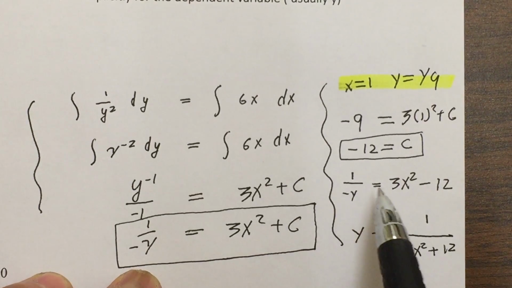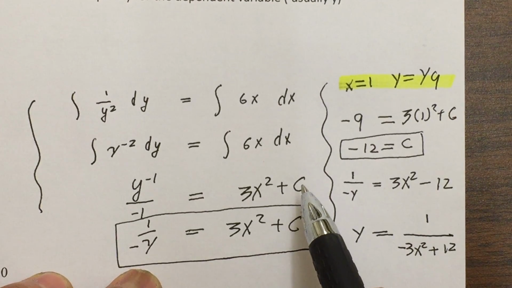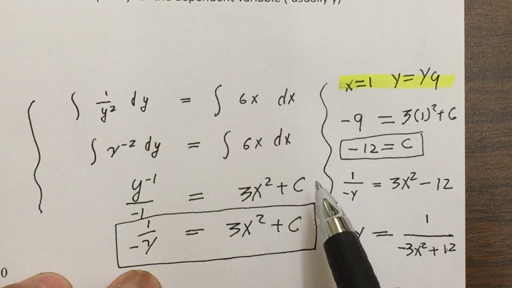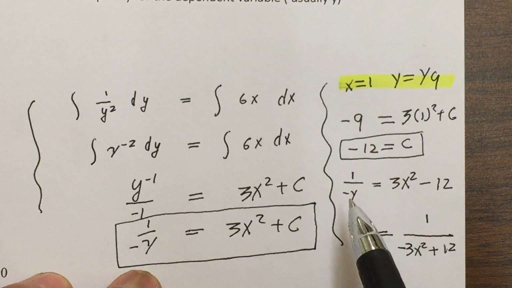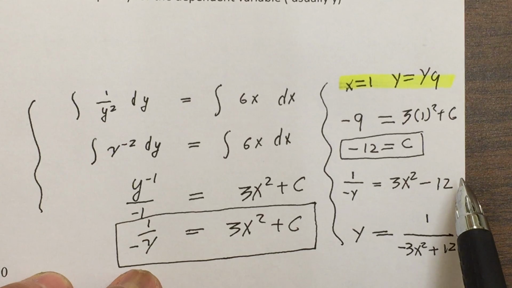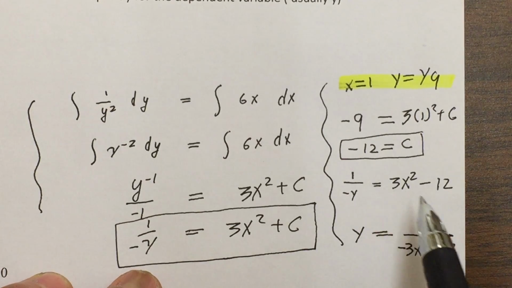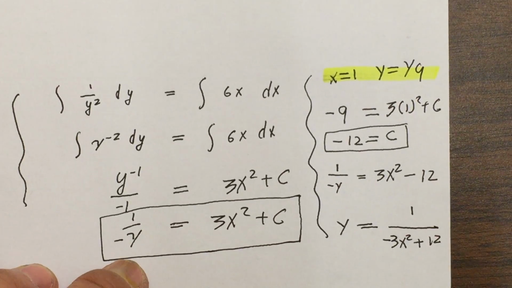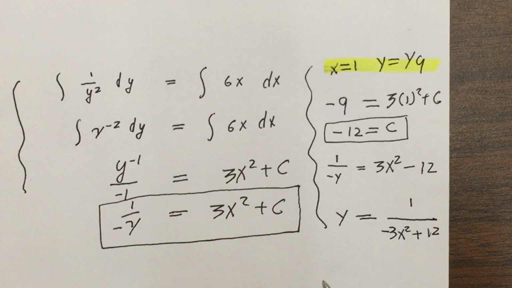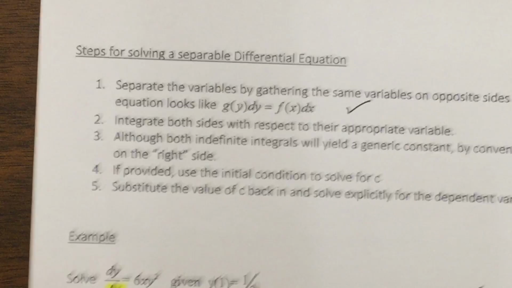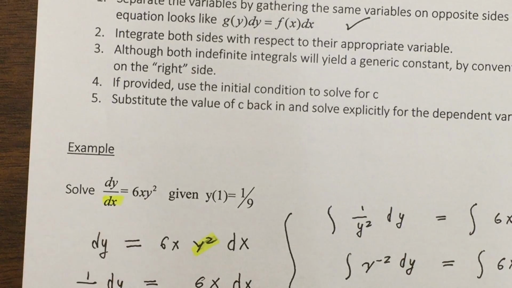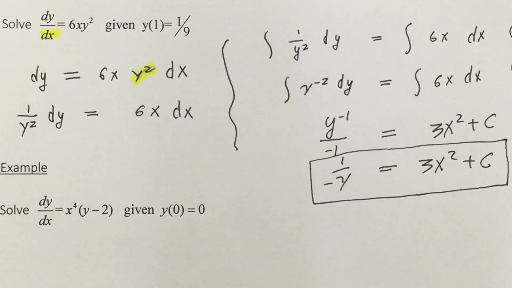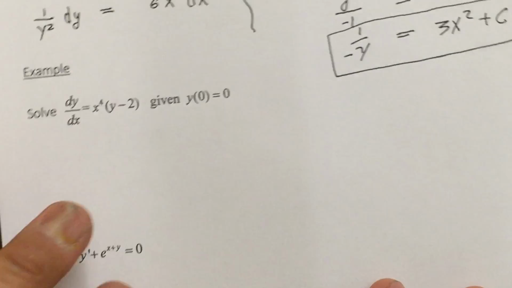I multiply both sides by y. If I multiply both sides by y, then I still have a -1 down here, right? But I have a y on the right side. And then I divided both sides by this guy, and that's what I got. Okay? So I solve for y, and I'm done. That would be the particular solution for my differential equation. See how it's getting a little harder now? All right, let's do another problem.